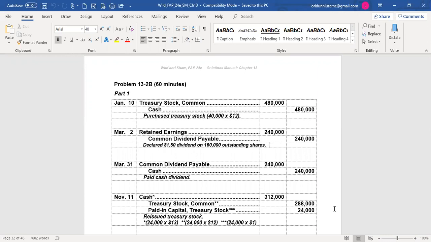Now, one thing I want to bring to your attention is on March 2nd, I forgot to debit the retained earnings account for that dividend. So if you didn't do that in your T account, you may want to do it now.